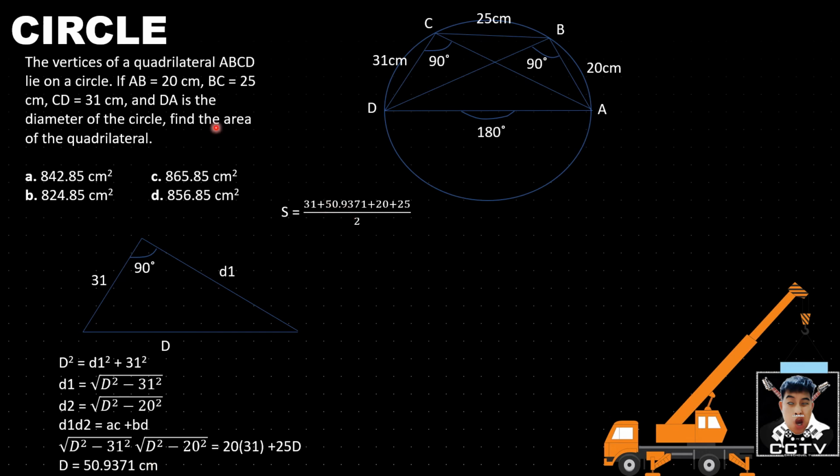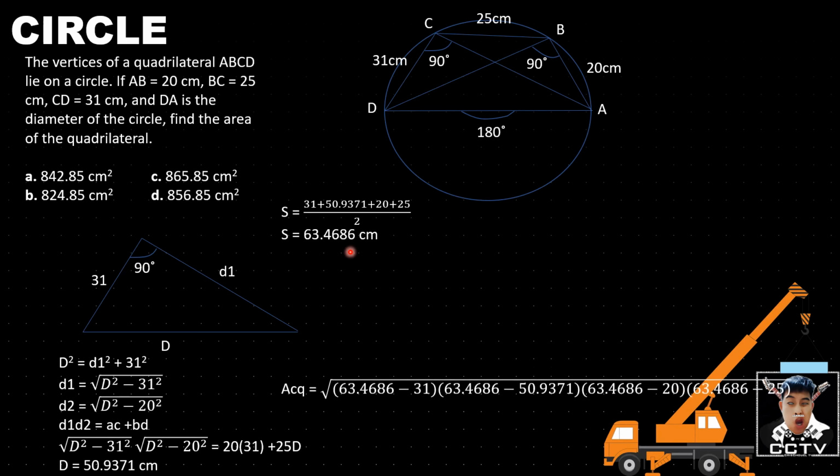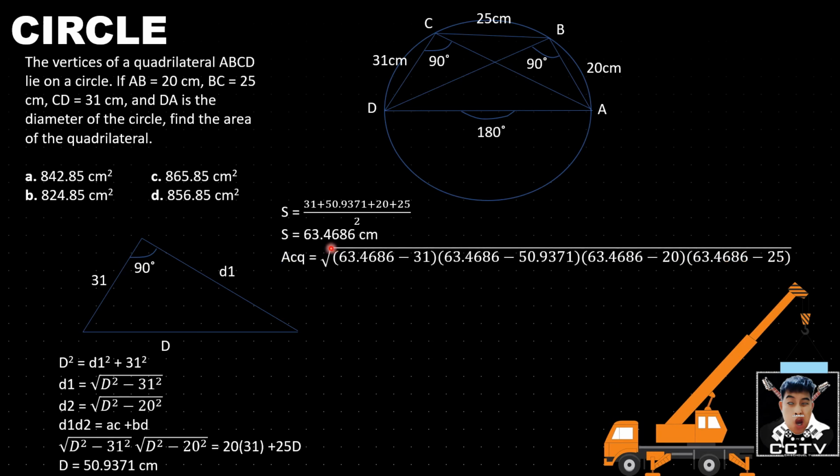And, ang pinapahanap sa atin is area of the quadrilateral. Brahmagupta's, kunin natin ng semi-perimeter. And you'll get the semi-perimeter. Brahmagupta's lang tayo. Pak, kuha na. And that's it. That's the answer.